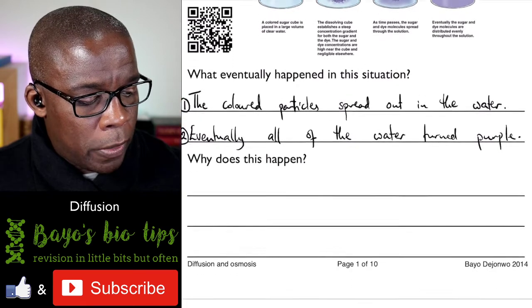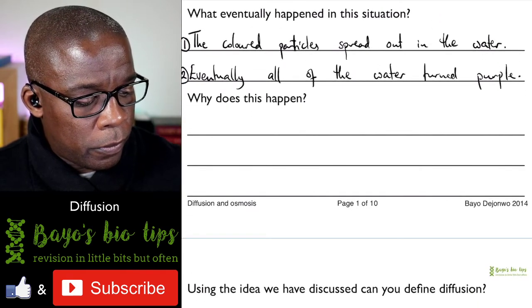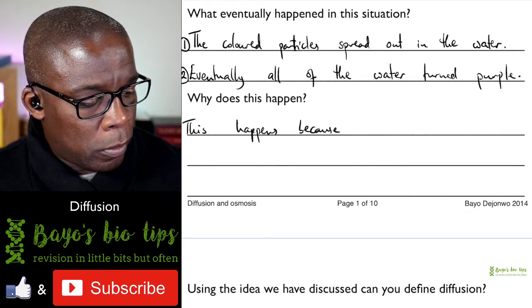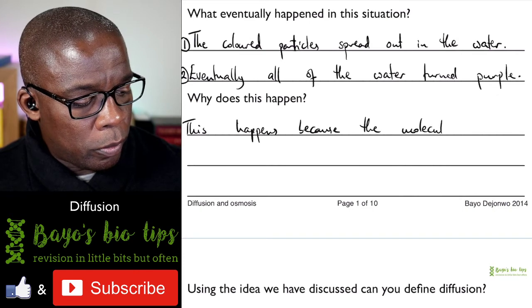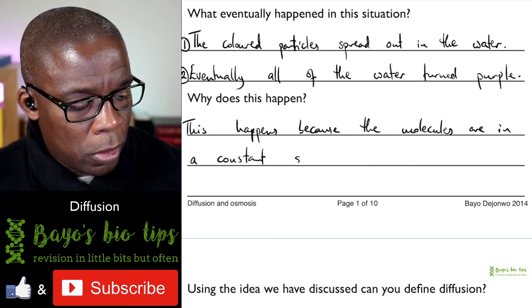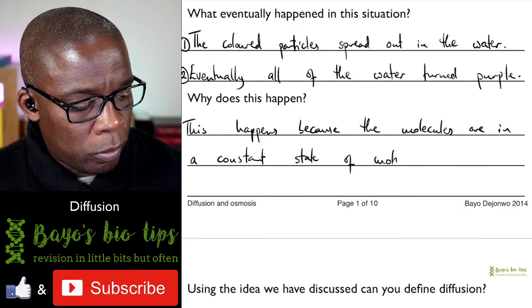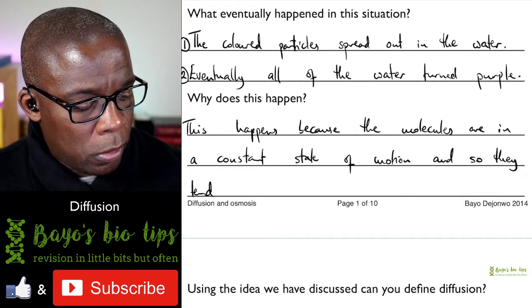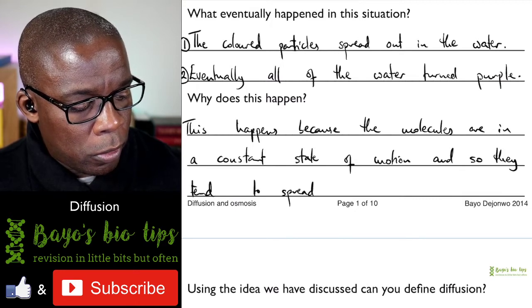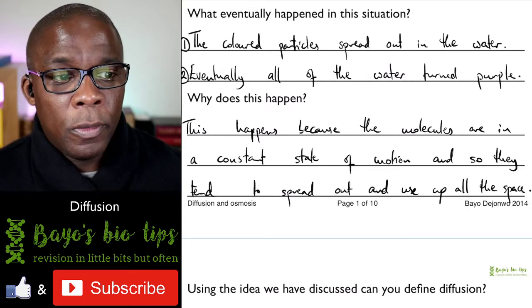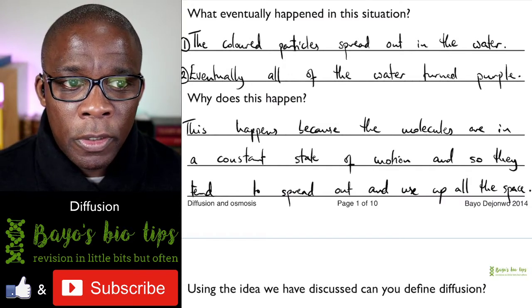So we need to talk about why this happens. This happens because the molecules are in a constant state of motion, and so they tend to spread out and use up all the space. Okay, so that's the first page done.